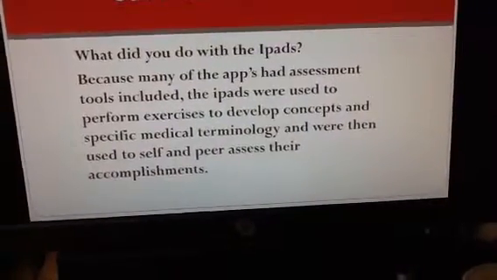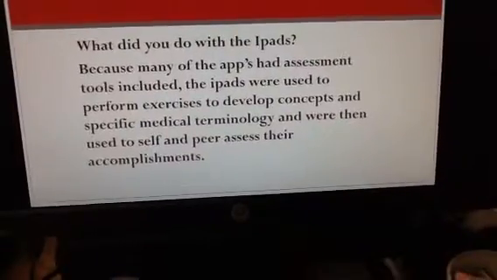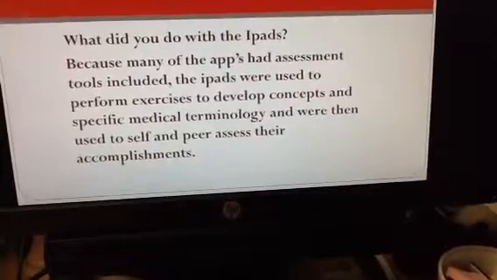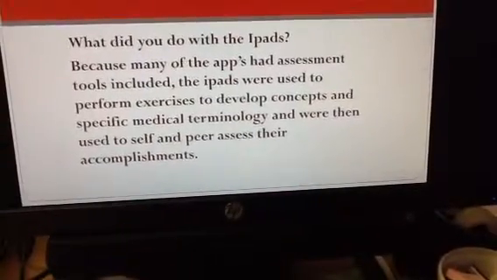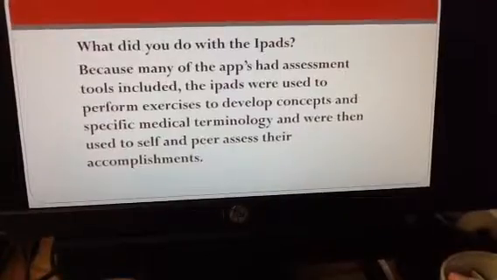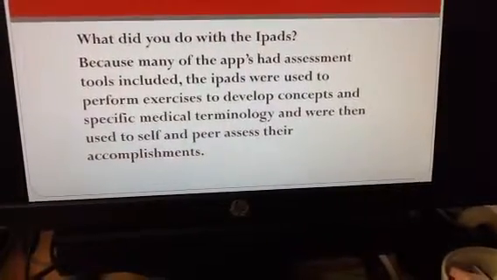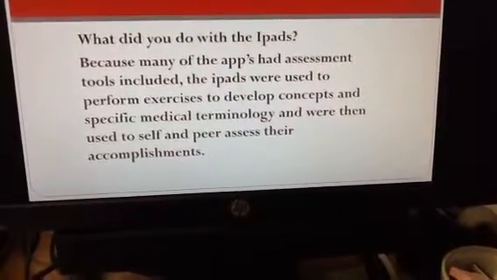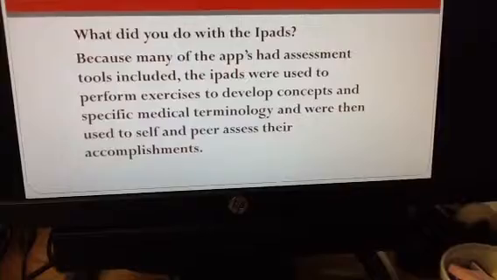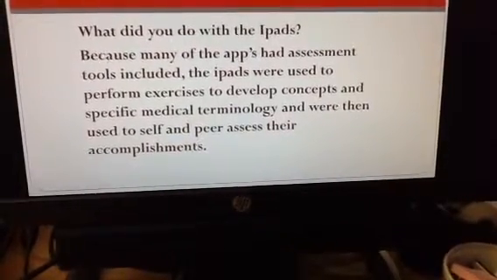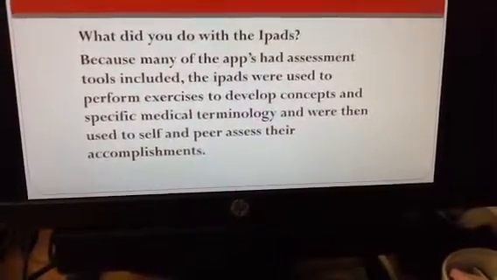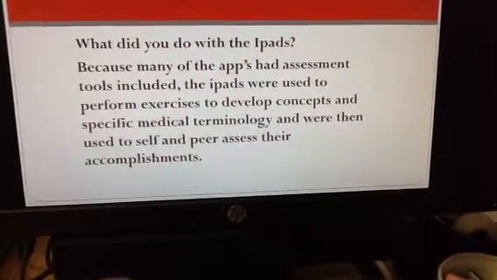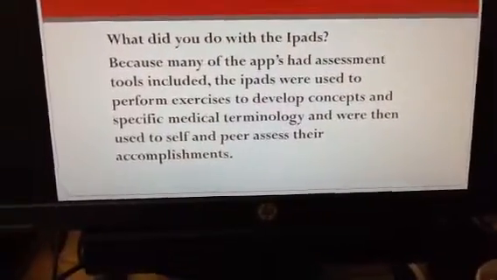So what did we do with the iPads? Well, because many of the apps had the assessment tools included, we did use these to perform exercises initially to develop some basic concepts and to identify and learn some specific medical terminology that's used in the laboratory. And then the students were able to use these for self-assessment and peer assessment in their accomplishments. I would have to say that's one of the greatest advantages that we found with the iPads, that self-assessment and peer assessment part.